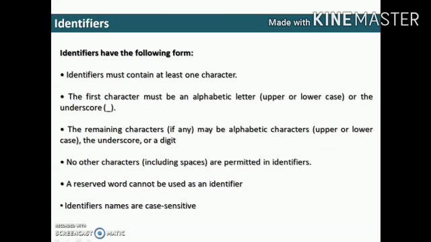While we define an identifier, we have to follow some rules. First, an identifier must contain at least one character. The first character must be an alphabetic letter, upper or lowercase, it doesn't matter, or the underscore. The remaining characters, if any, may be alphabetic characters, the underscore, or a digit. No special characters or other characters including spaces are permitted in identifiers.